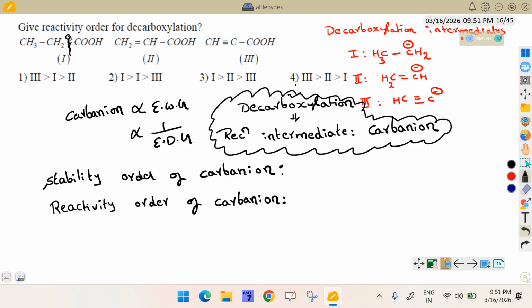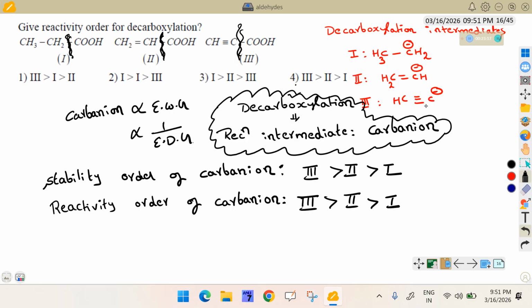Break the bond between carbon and COOH group. Then decarboxylation. First compound reaction intermediate is CH3CH2 minus. Second compound reaction intermediate is CH2 double bond CH minus. Third compound reaction intermediate is CH triple bond C minus. So order of stability of carbanion: 3 is more stable, after that 2, finally 1. Reactivity of carbanion is also the same: 3 greater than 2 greater than 1.